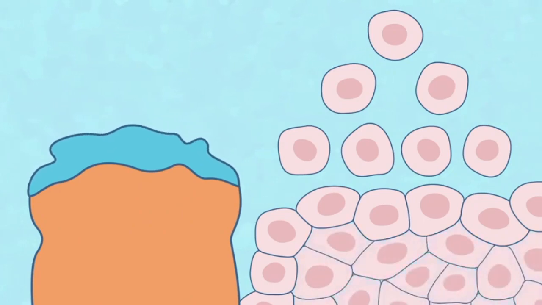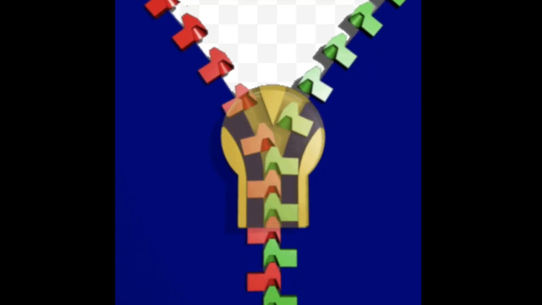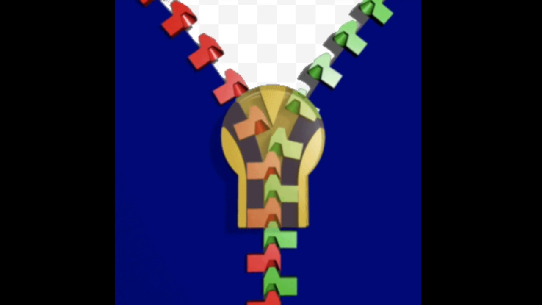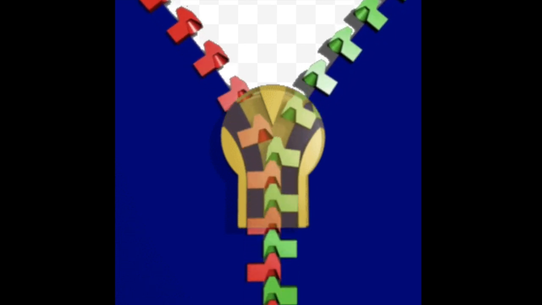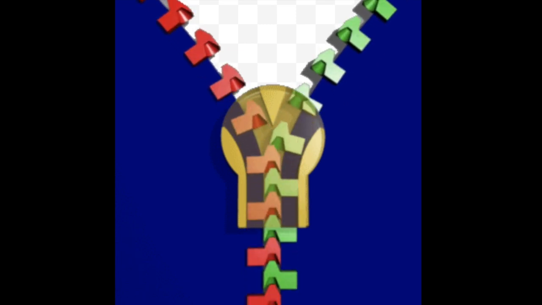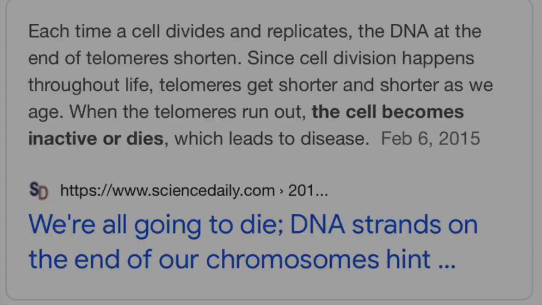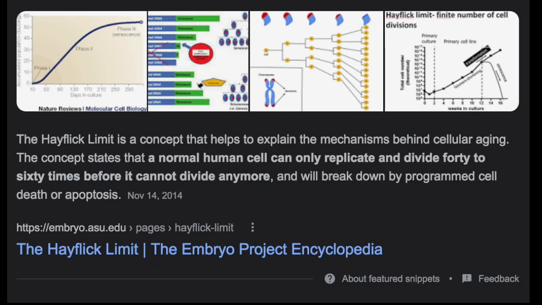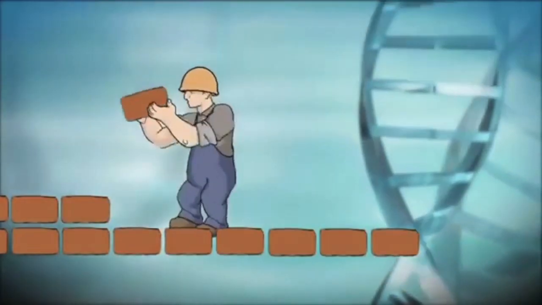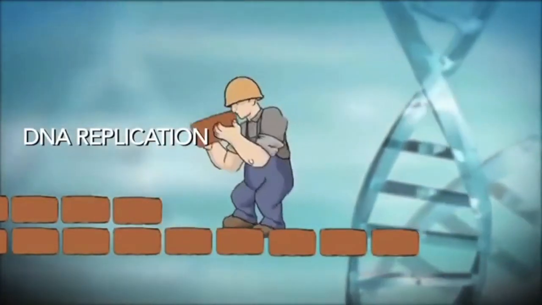Picture this happening like opening a zipper. The metal or plastic teeth along the edges of the zipper represent DNA. As we age, the zipper opens more and more. Thus, the more DNA is lost till eventually too much has occurred and the damage is done and we die. This is called the Hayflick limit. When cells divide, that genetic material needs to be copied. This is called DNA replication.